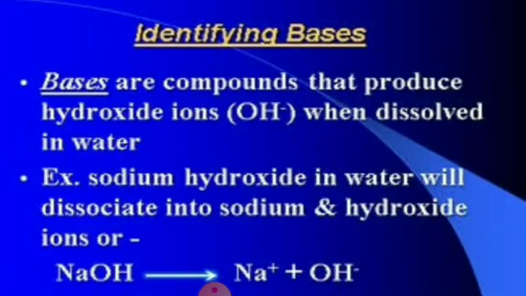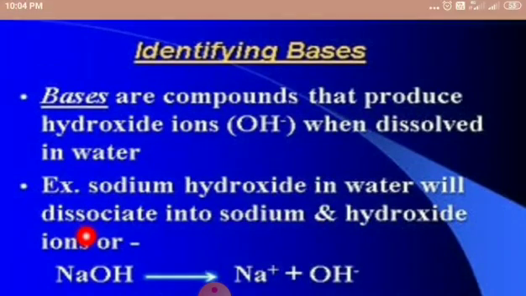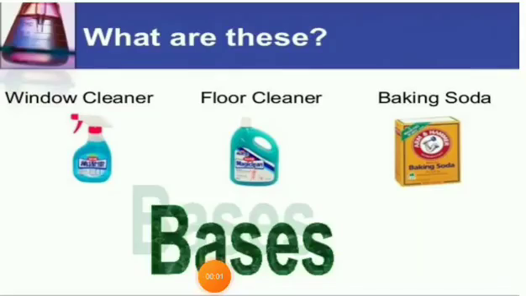Right. So how do we identify bases? Bases are compounds that produce hydroxide ion when dissolved in water. Any substance that releases hydroxide ion when dissolved in water is a base. Another example, sodium hydroxide. Sodium hydroxide is a substance that dissolves in water and separates into sodium ion and hydroxide ion. So what is the nature of sodium hydroxide? Yes, base.